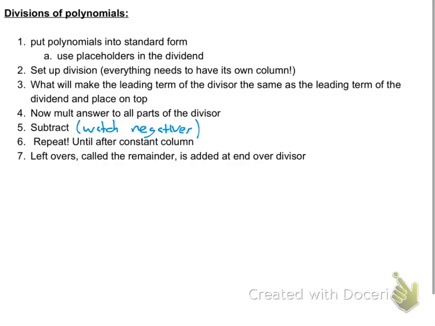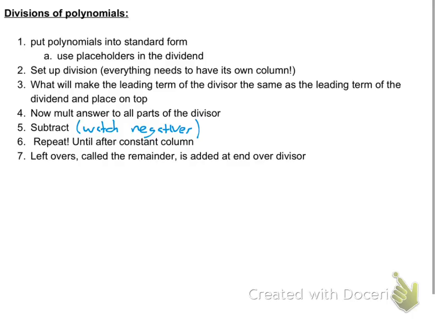Once you find what you have to multiply to make them the same, you will multiply that to all the parts in the divisor and then subtract them. Watch negatives, because when you subtract a negative, you are actually adding. So be very careful on that. And just like when you're washing your hair in the morning, rinse and repeat.